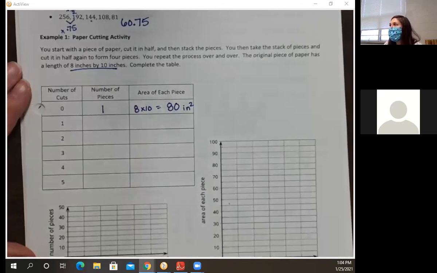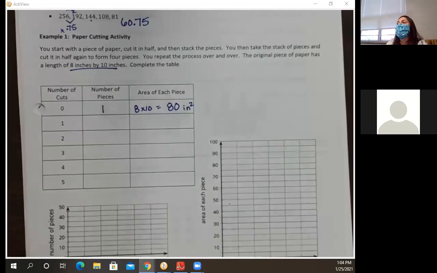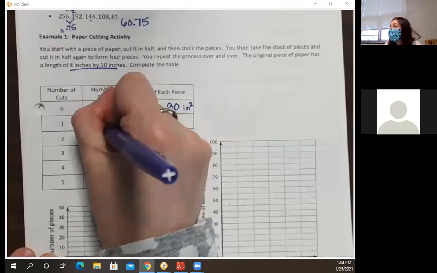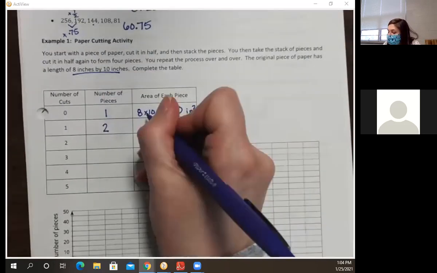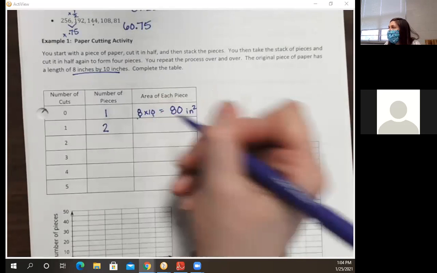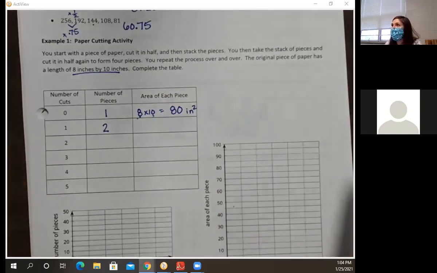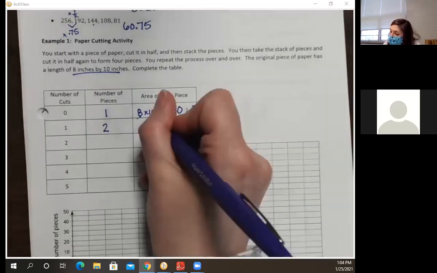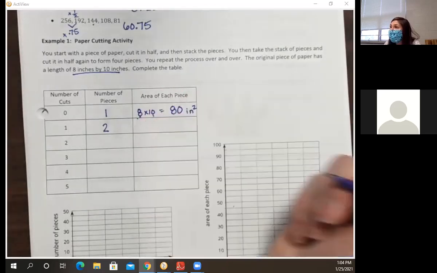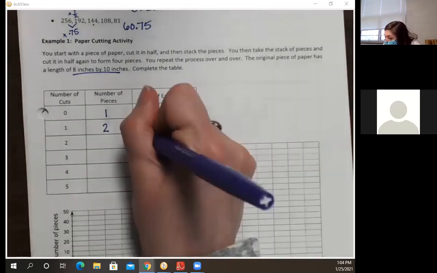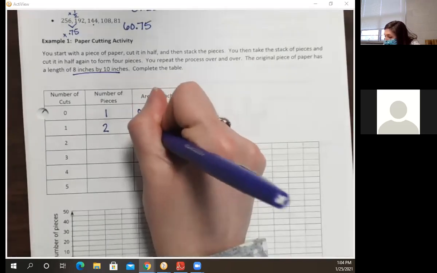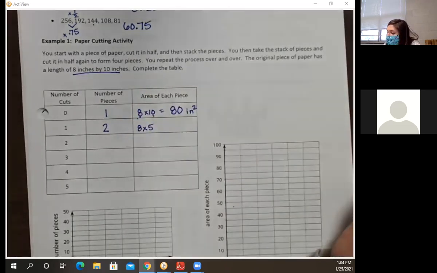Now I've got my whole big piece of paper and I cut it in half. How many pieces do I have now? 2. And since I cut it in half, that means one side of my sheet of paper has to be half of what it currently is. Does that make sense? I'm going to choose to cut the longer side in half, but it doesn't matter which side you pick. So I'm going to say that my paper is now 8 by 5.